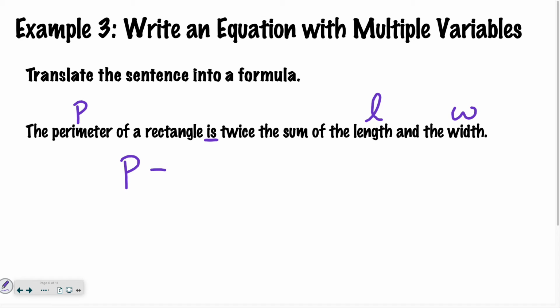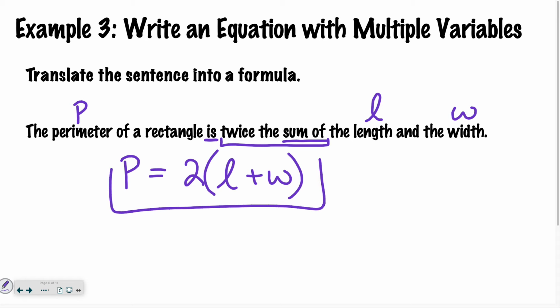That word, is, is another way of saying equals. Then I have twice the sum of. So twice, and since it's sum of, this is grouping the length and the width. So my answer would be the perimeter equals 2 times, and then in parentheses, the length plus the width.